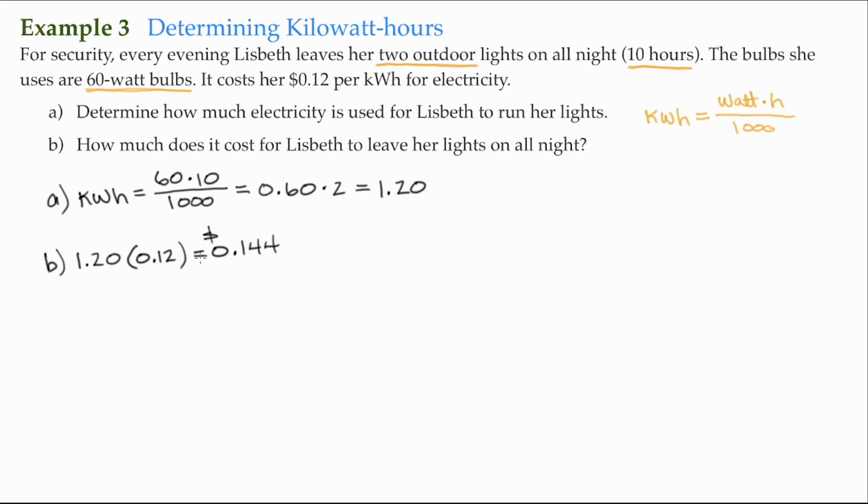Now, if this was for a month, because usually you get a bill at the end of the month, if you wanted to know for a month, if this was a 30-day month, we would just multiply that by 30 days. Or if it was a 31-day month, we would multiply it by 31. And that would come out to be $4.32 a month to leave her 2 60-watt bulbs on for 10 hours a night.